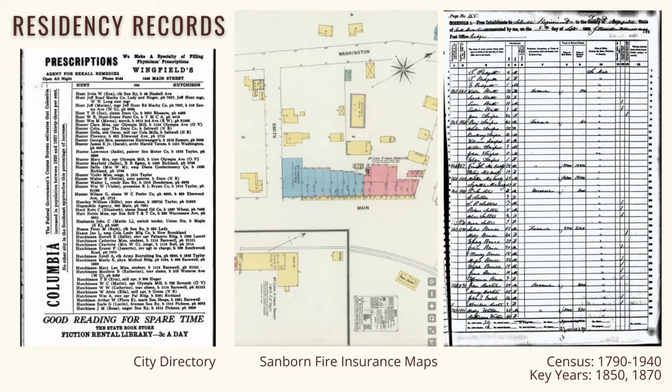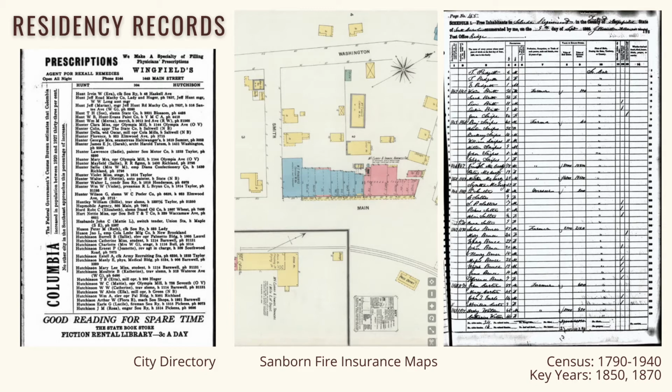Census records date to 1790 and are taken every 10 years for the entire country. Each state might have additional records available, and each year offers a different question or level of information. Census records from 1850 and onward are most helpful for white researchers, and from 1870 onward, after slavery ends, for black researchers.